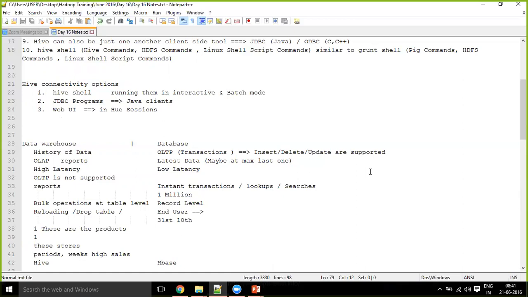In the recent releases, they supported insert, but it's not a useful feature. The reasons I will show you there itself.